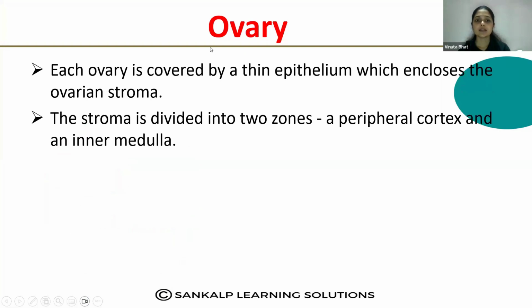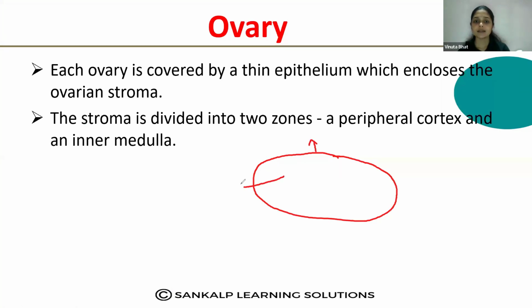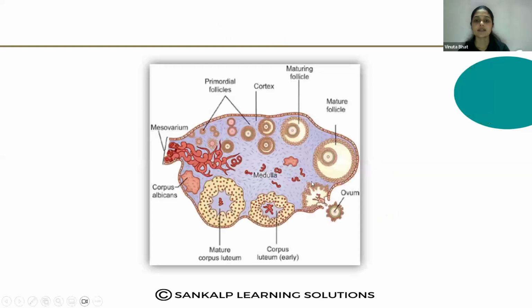So here, let's see the structure of the ovary. You know that the ovary is covered with a thin epithelium. Just imagine this is the ovary and that is covered by the epithelium, and the inner space is called the ovarian stroma. Here the ovary is divided into two parts, the outer one called the cortex and the inner region called the medulla. This is the structure of the ovary. So here you can see the medulla region as well as the cortex region.